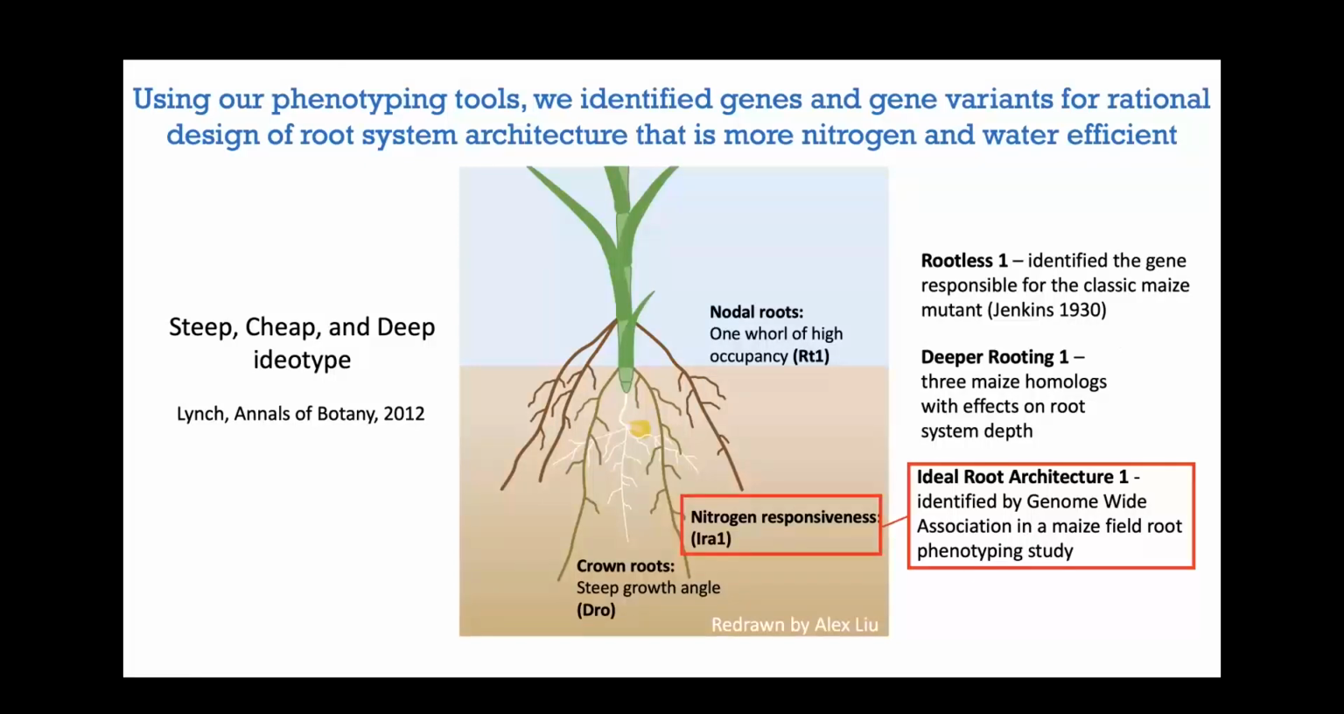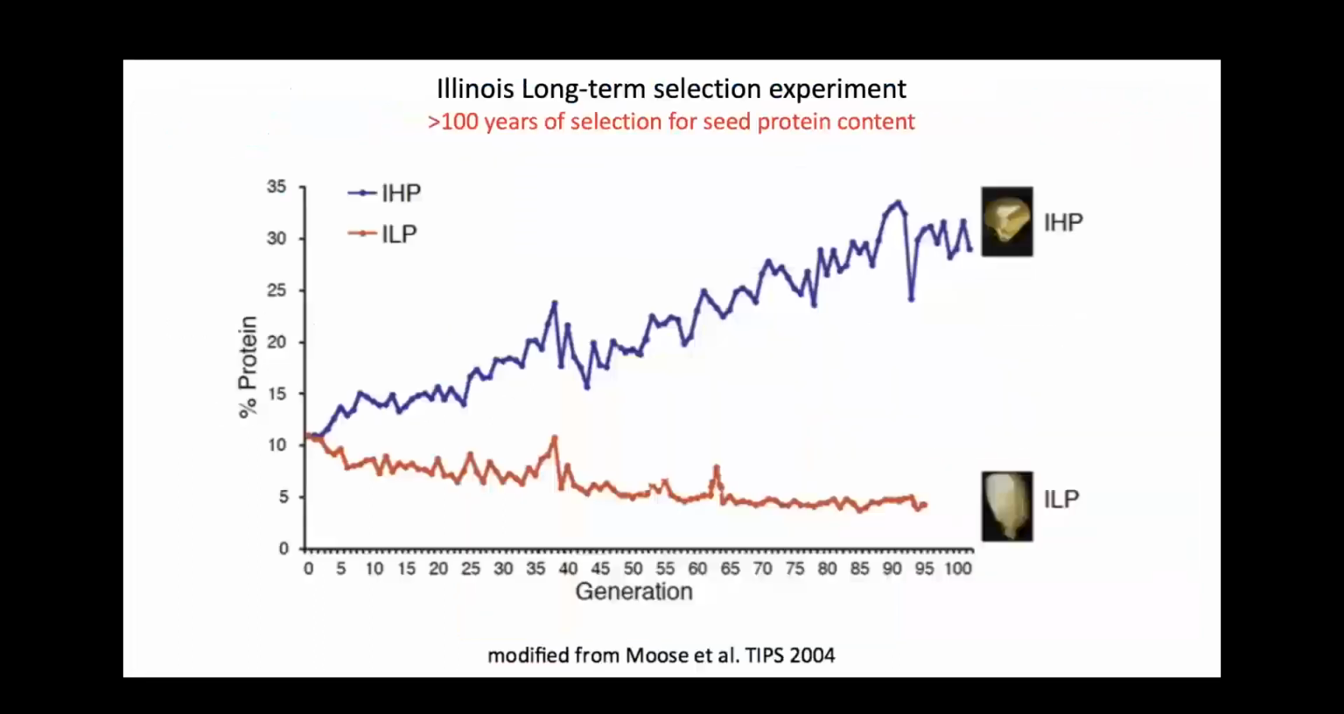The next one comes from also a really interesting old genetics story. It's Ideal Root Architecture 1. And so this Illinois long-term selection experiment is still ongoing, to my knowledge. It started in 1896 in Illinois, and it was a recurrent selection for seed protein content, so either high or low. You plant the highest out again, you plant the lowest out again. There's also a concurrent oil experiment, but we're focused on the protein because that's tied to nitrogen pretty closely.